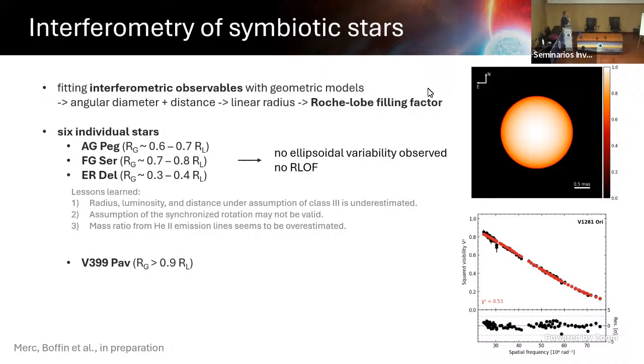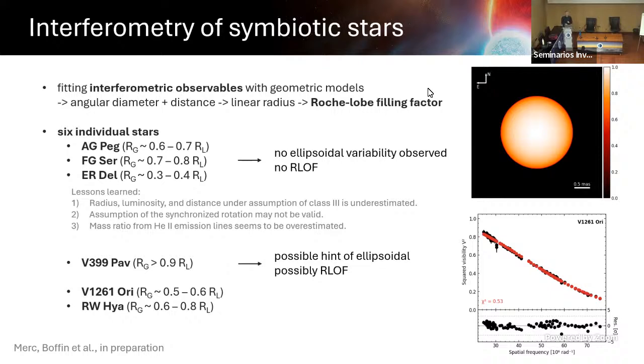The fourth star in the sample was this one in Pavonis, which seems to fill the Roche lobe or be close to filling the Roche lobe. And there is a hint of ellipsoidal variability in the light curve. So this one is also fine. We see ellipsoidal variability, and it seems to fill the Roche lobe fine.